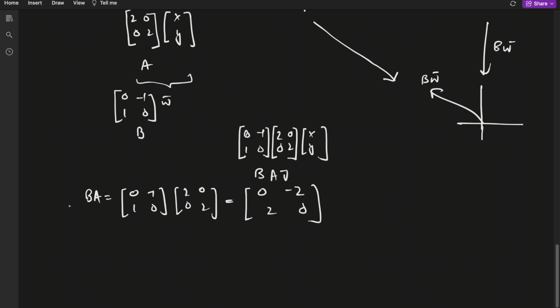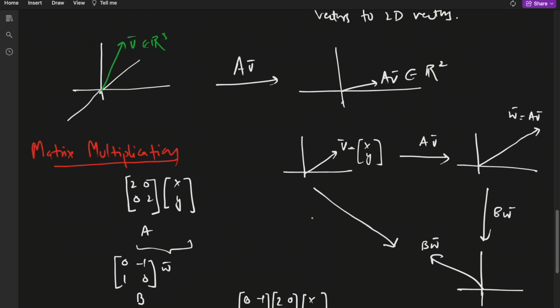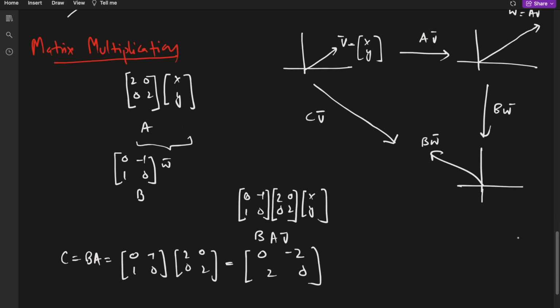Let us suppose the matrix multiplication of A and B is C. Then you can directly apply C times V. That's all. So either you take this route, A times V, then B times W, or you can directly come here, C times V. Basically, matrix multiplication is a composition of two transformations, right? In this case, this is scaling and this is rotation.